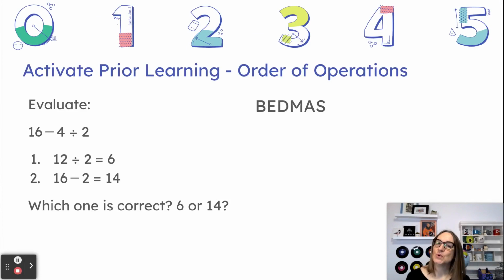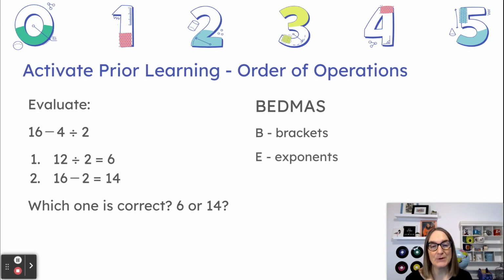So, to make sure that everyone always gets the same answer when evaluating an expression, we use a specific order of operations. And you can remember this order using the acronym BEDMAS. So, what do all the letters in BEDMAS stand for? Let's remember. B stands for brackets. So we always start by doing any operations inside brackets first.